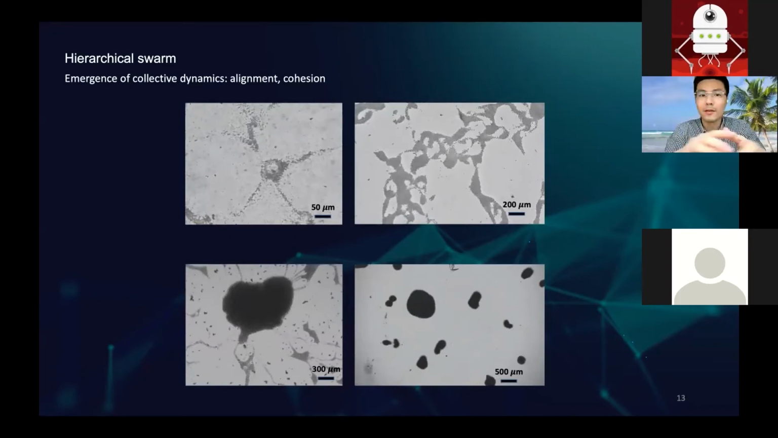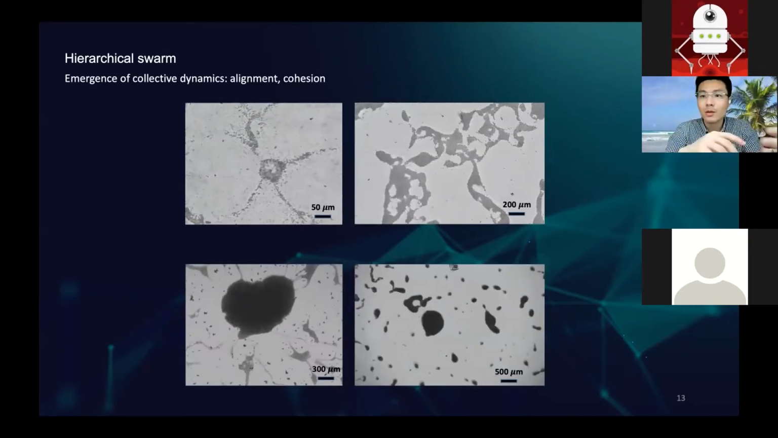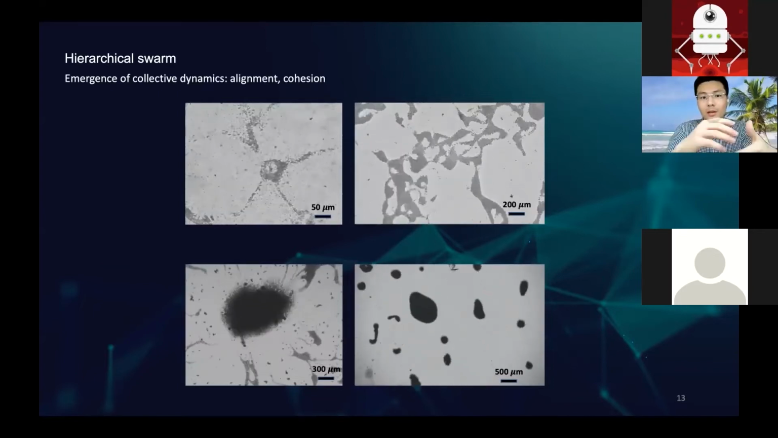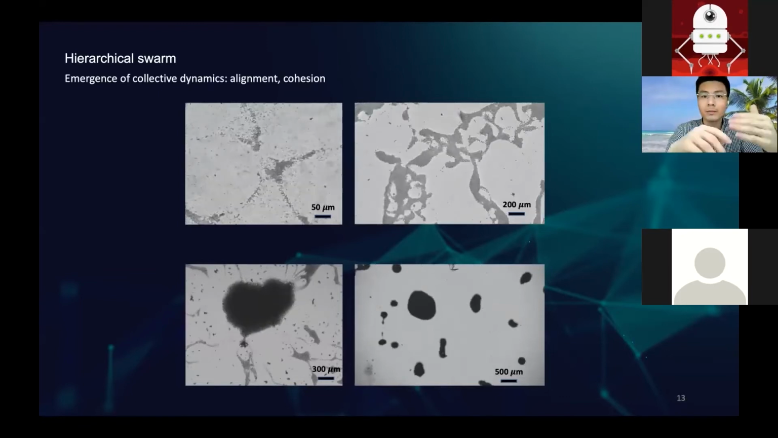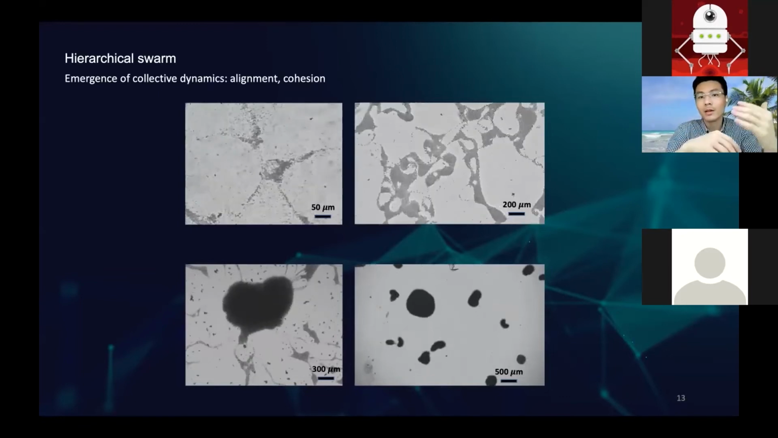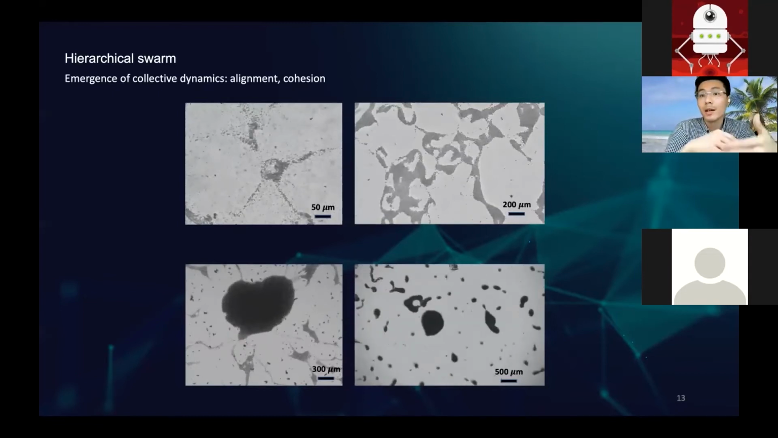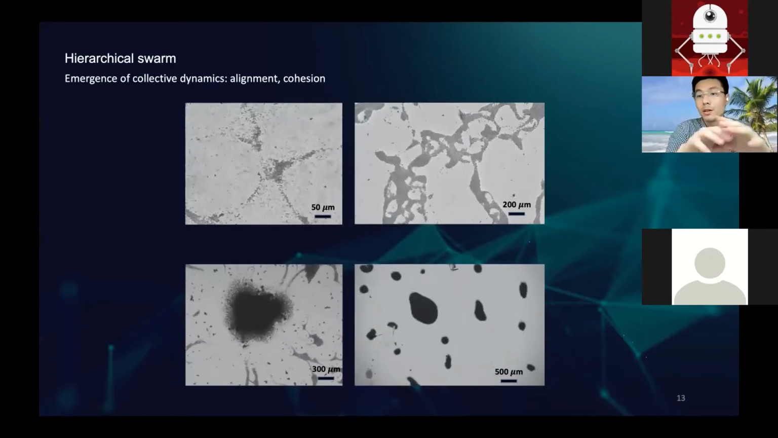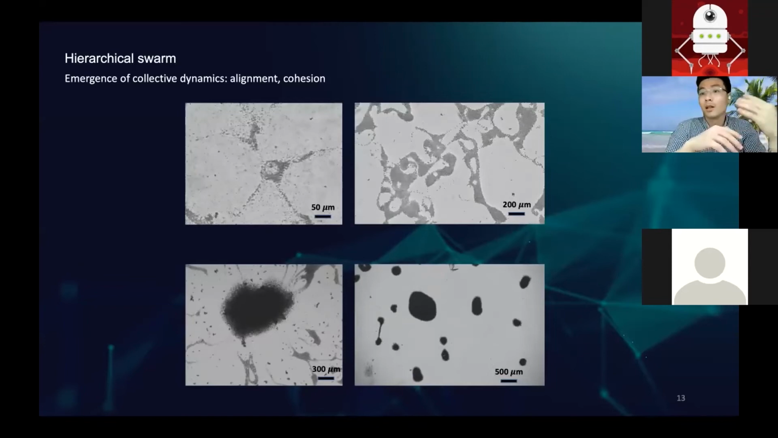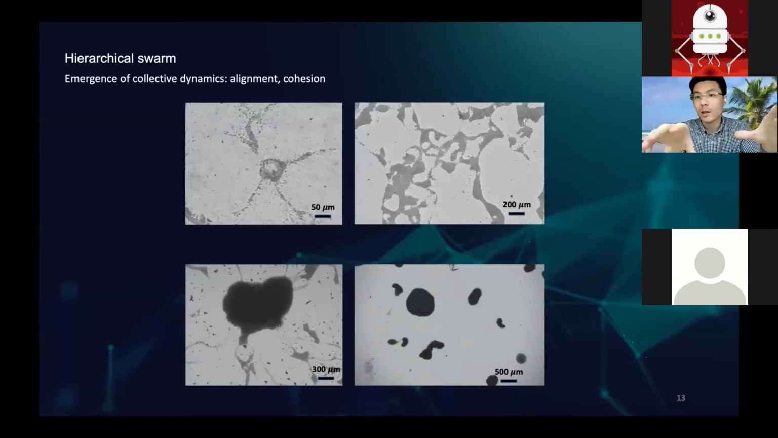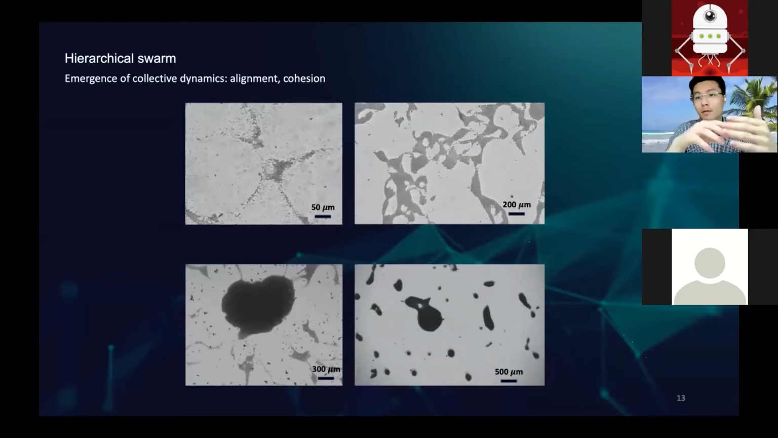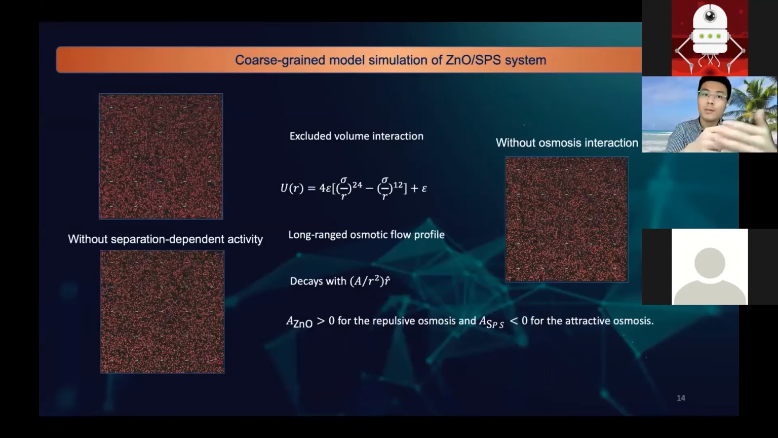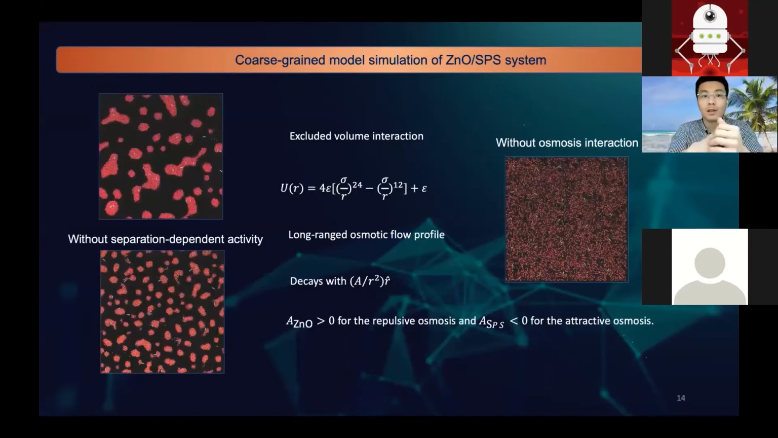As in these videos, at the macro scale, those particles can form a coherent structure like a cluster with a zinc oxide rod in the center, surrounded by the SPS particles. And at the larger scale, those clusters are very dynamic and active, merging and splitting. At an even larger scale, we observe alignment and cohesion collective behavior. Those small clusters can gradually form a very large cluster. So we adopted a coarse-grained model to simulate the swarming behavior in our system.